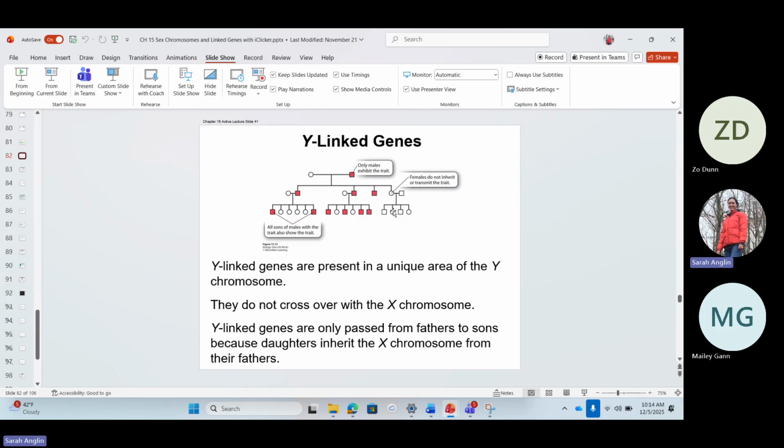Now, over here, why don't these individuals have the condition? Well, it's because this is a daughter. Daughters don't get the Y chromosome from their father, right? So this daughter doesn't have any type of Y mutation. So whenever this pair has offspring, none of the offspring are affected.